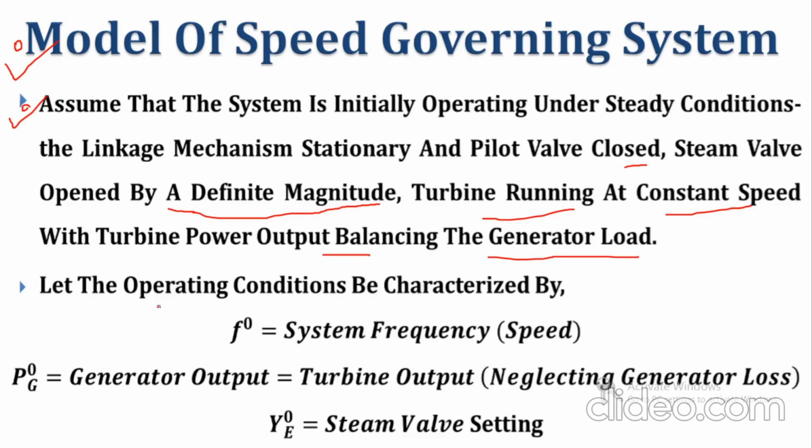The operating condition will be characterized by f0, that is the system frequency, or we can say the initial speed or initial frequency. Pg0 is the generator output, or we can say the turbine output if we neglect the generator losses. yE0 is the valve setting. This 0 indicates the initial condition, or initial operation under steady condition.